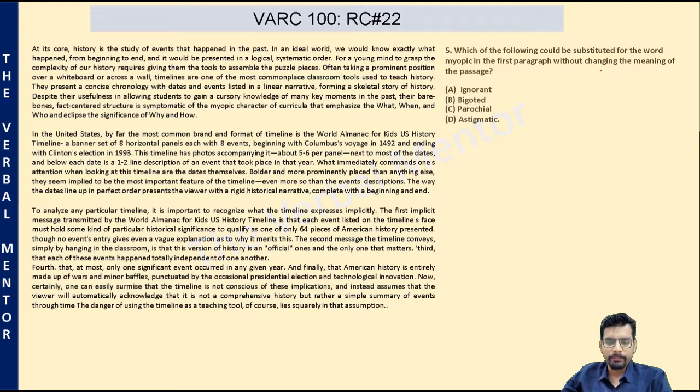Last question was a vocab-based question. Which of the following could be substituted for the word myopic in the first paragraph without changing the meaning? Myopic means short-sighted, narrow in scope, which is parochial also. So option C can be right. The timelines are parochial in nature because they only focus on facts. They don't tell you about the context of historical events. They only tell you about the time, the place of these events.